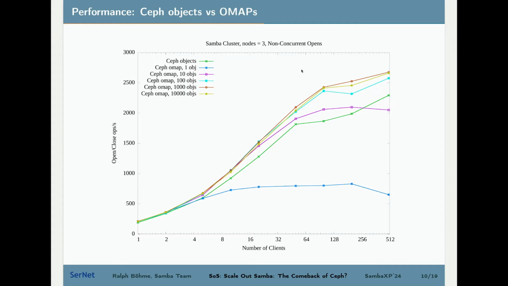But I think from this, at least the result is clear that using OMAPs to store records is the right approach. Using objects, at least in this test setup, is surprisingly fast, I would say. But from this, I would continue to say that using OMAP will probably make sense, because it gives better performance.